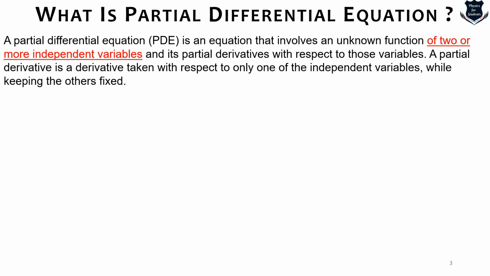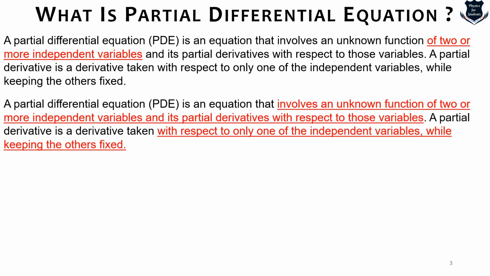I will expand the same definition in the second part, which you see right on the screen now, and I have underlined another part, which says it involves an unknown function of two or more independent variables. This is important, and its partial derivatives. And what is more important is the last line, that it is with respect to one variable only, while keeping the other independent variables fixed. So if we take a very simple equation, for example x squared minus 3x plus 2, generally in algebra we take x as the unknown and we solve it.